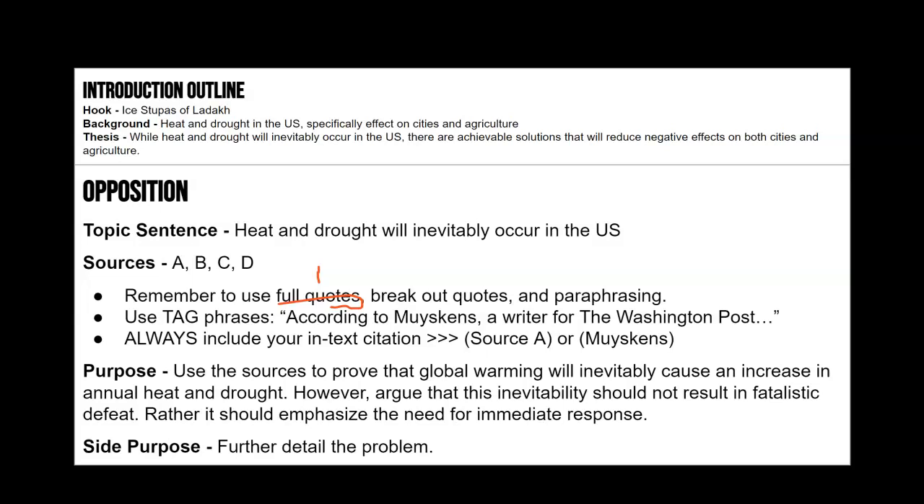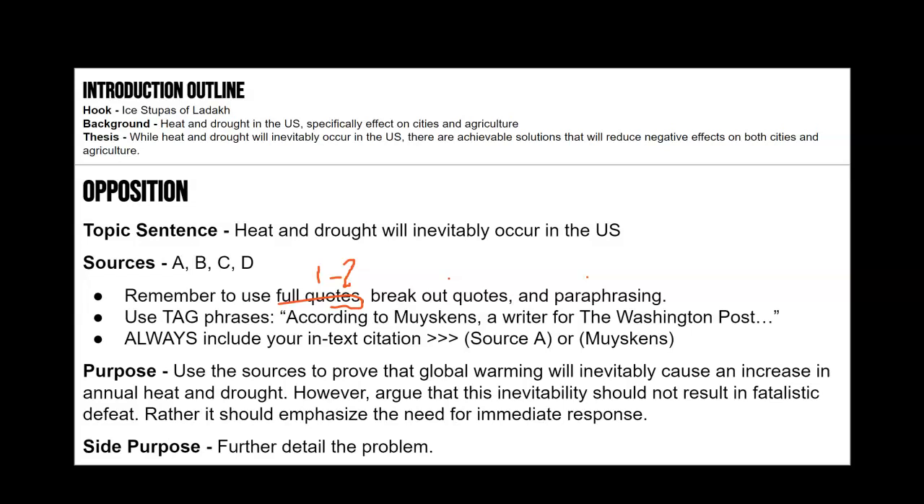So really, you just want to have about one full quote, possibly two in the essay. But mainly you're going to want to be using breakout quotes and paraphrasing. Breakout quotes are nice and quick. Paraphrasing maintains your writing style, which is really good. So those are the two you primarily want to rely upon.